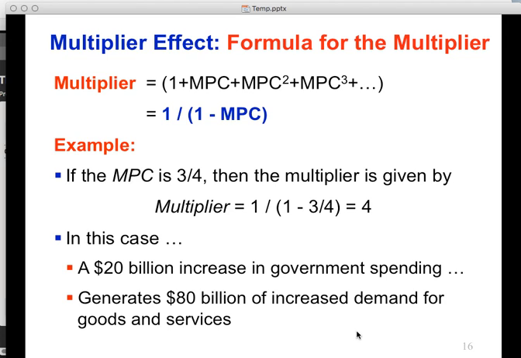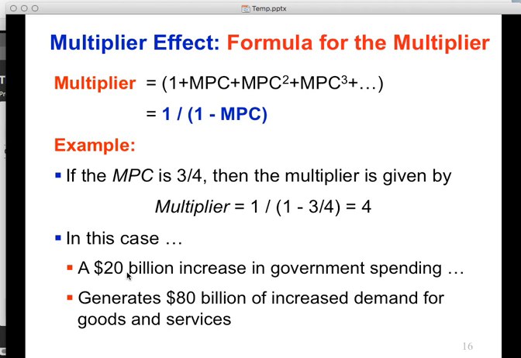And I want to highlight that because we're going to get to a question, I think it's question 8, where it talks about the impact of a $20 billion increase in government goods and services, and that question even uses the MPC of 3/4, or 0.75. So what this is saying is, if the marginal propensity to consume is 3/4, and therefore the multiplier is 4, if the government spends $20 billion, it actually generates a shift in aggregate demand, or an increased demand, of a total of $80 billion.